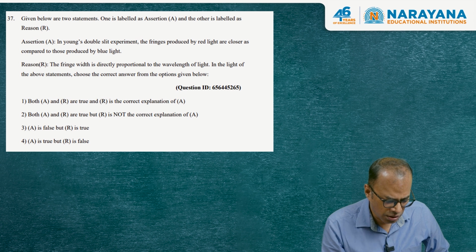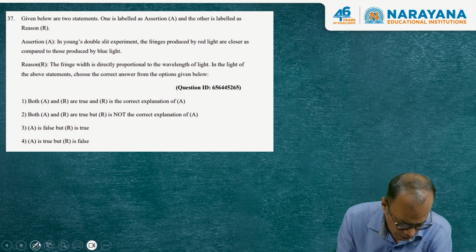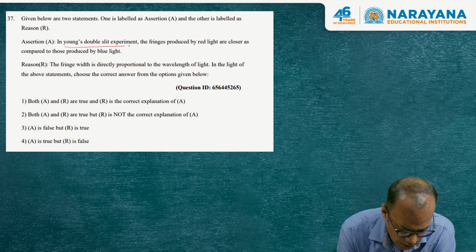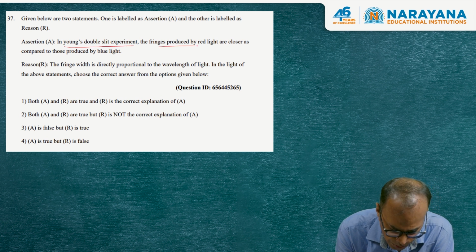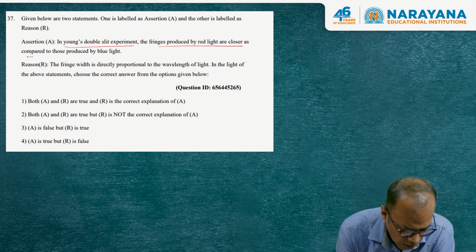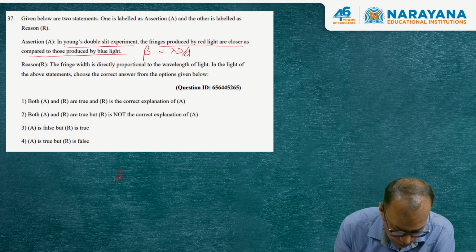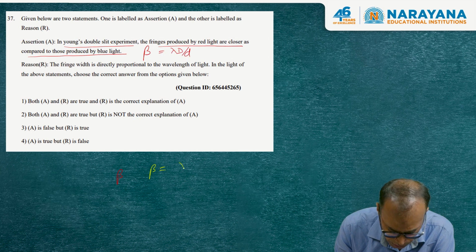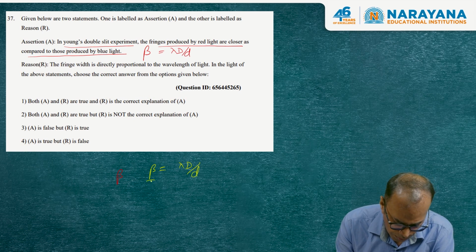This is again an assertion reason based question. Let's read it carefully. So we are talking about a Young's double slit experiment. The fringes produced by red light are closer as compared to those produced by blue light. So it is talking about beta, fringe width, which is lambda D by d. Let's verify whether this is correct or not. So beta is lambda D by d. Closer means beta is less.